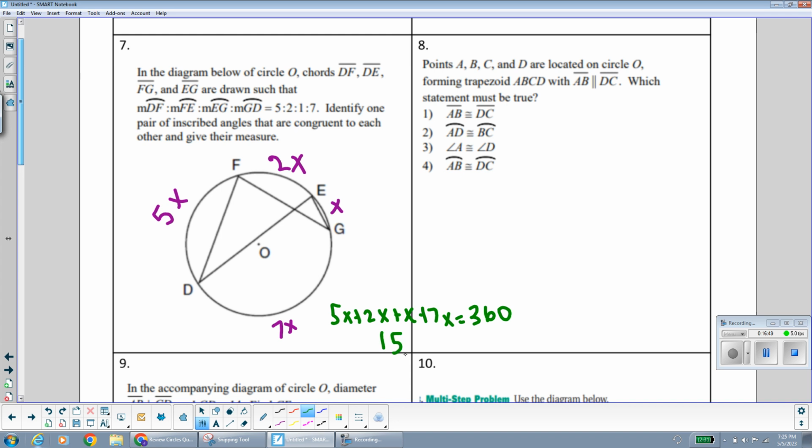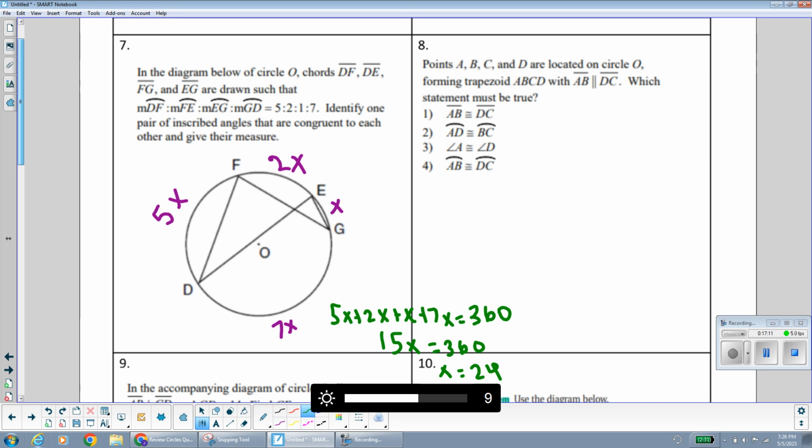So I have here 15x is equal to 360. I'm going to do 360 divided by 15 on my calculator, and I got x is equal to 24. So now I can plug in and find the arc measurements. But I don't really need to in order to answer the question, because all it's asking for is a pair of inscribed angles that are congruent to each other. Oh, it also wants their measures, so I am going to have to plug in.